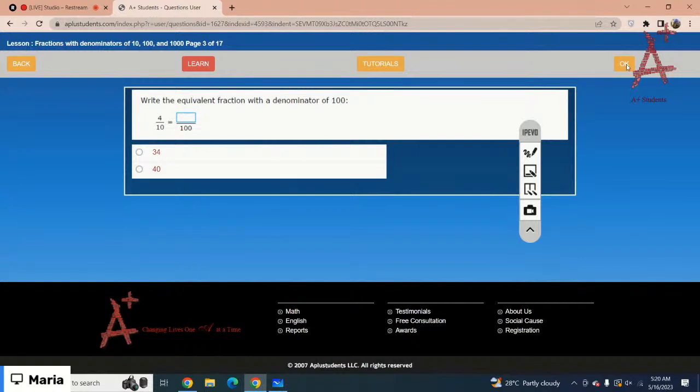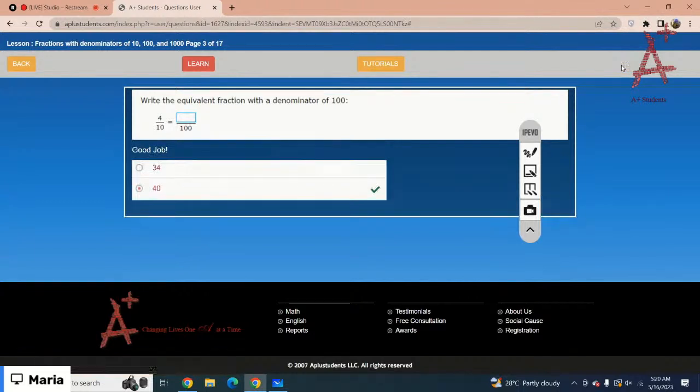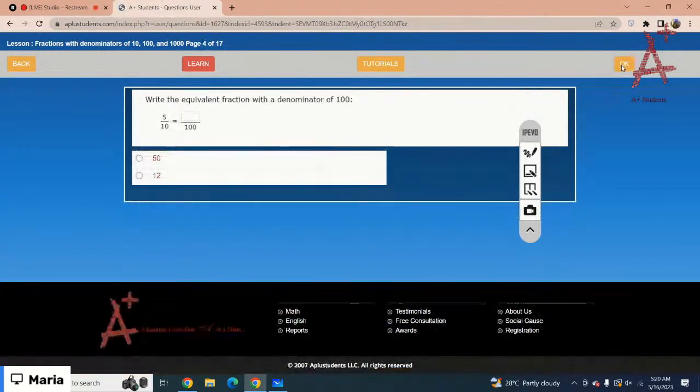Yes, it would be 40 divided by 100. The correct option is 40. Okay, write the equivalent fraction with a denominator of 100. So which is the correct option? It would be 50 over 100. The correct option is 50.